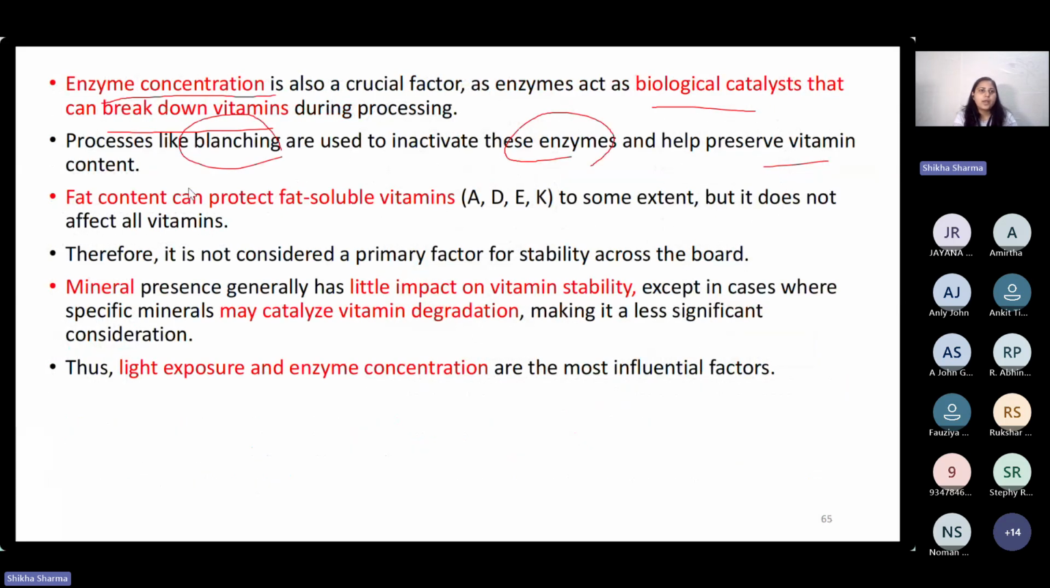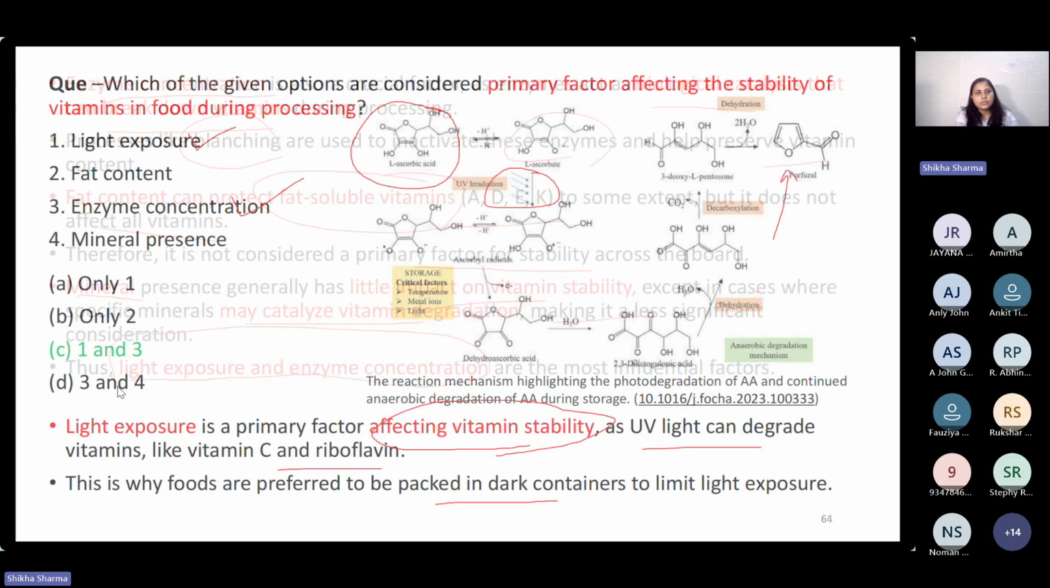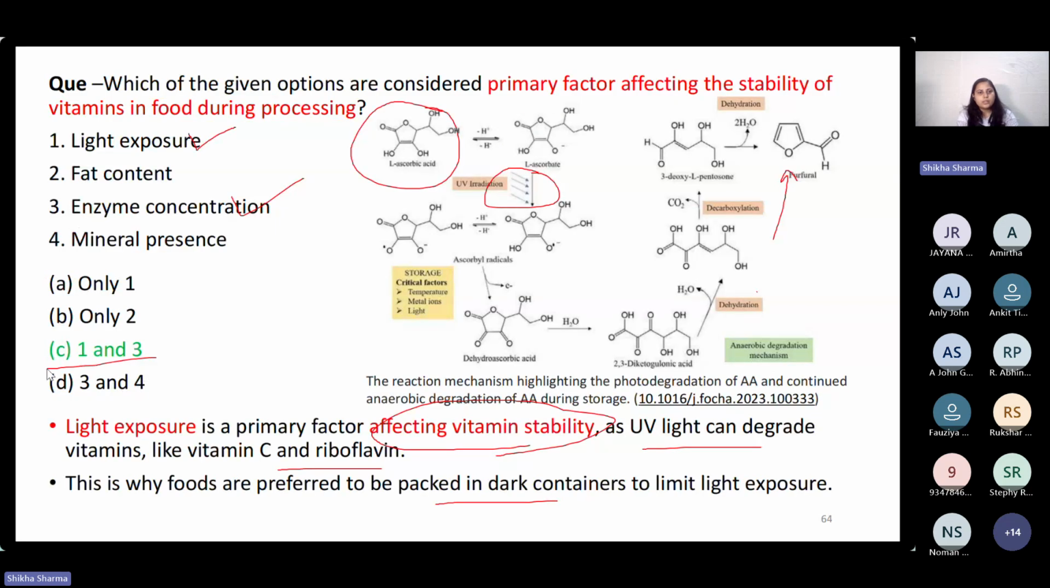Whereas the fat content basically only affects the fat soluble vitamins like A, D, E and K, but not all the vitamins. So it's not the primary factor for the stability. And minerals basically have a little impact on the vitamin stability, they can catalyze the vitamin degradation, but they are not significantly important for vitamin degradation. So basically two factors are important, light exposure and enzyme concentration. So 1 and 3 is the correct answer here.